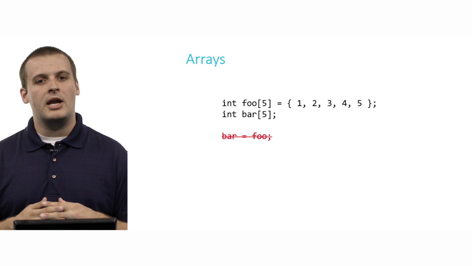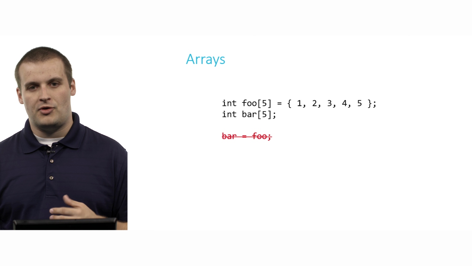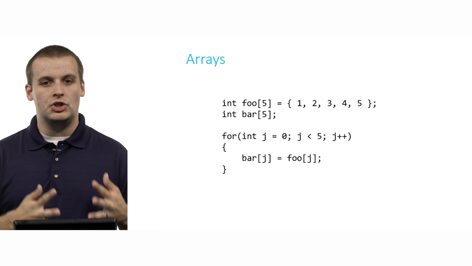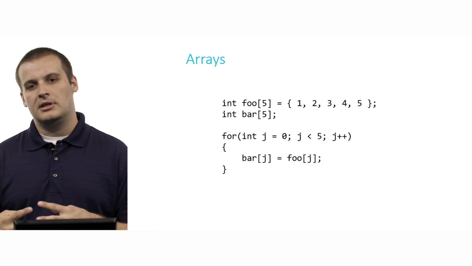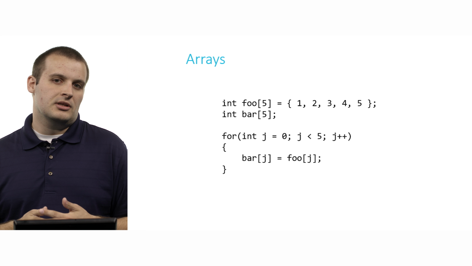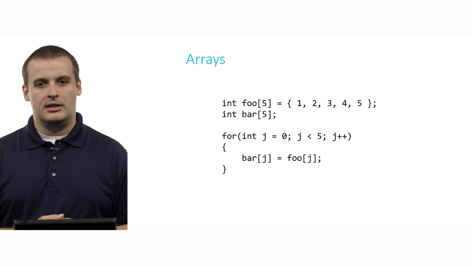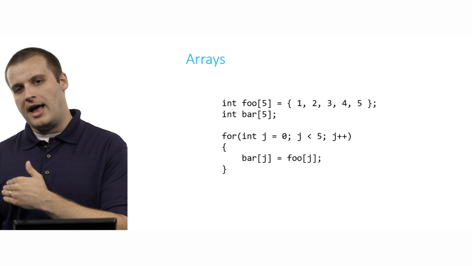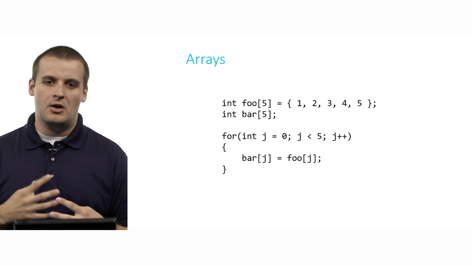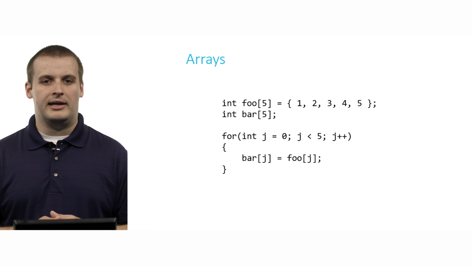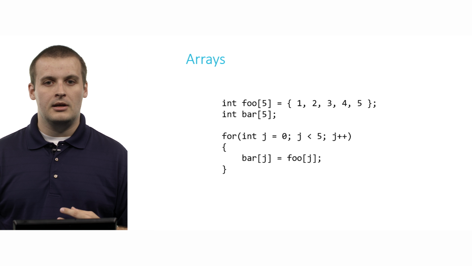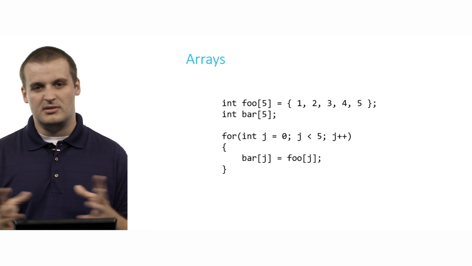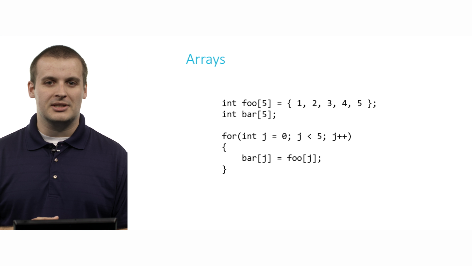Instead, if we want to copy the contents of foo into bar, which is what we're trying to do here, we would need a syntax like this. We have a for loop that goes from j equal to 0 up to 5, and we increment j on every iteration of the loop and assign elements like that. This would result in bar also being 1, 2, 3, 4, 5, but we have to do it this very slow element by element way instead of just copying the entire array. In other programming languages, more modern ones, you can in fact do just that simple equals syntax, but C, unfortunately, we're not allowed to do that.